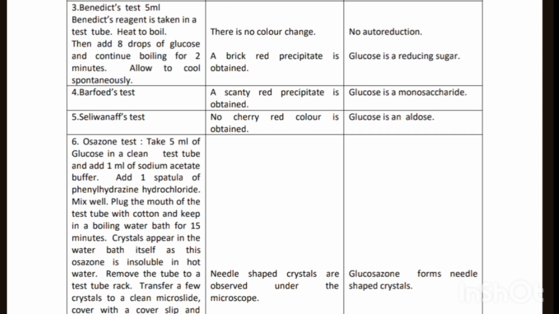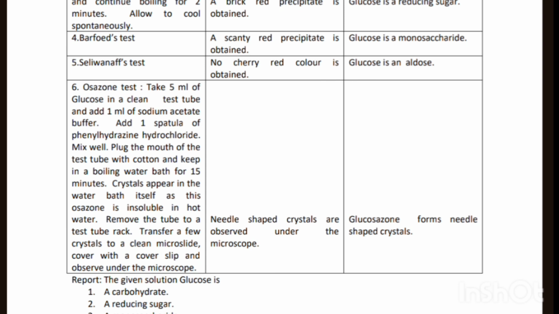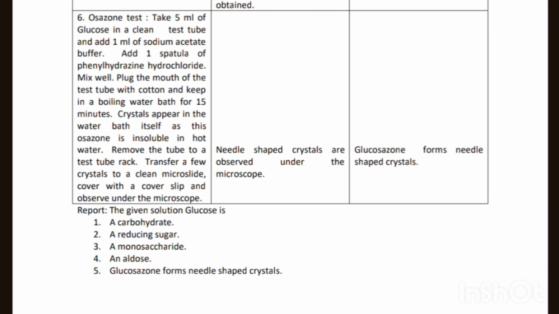Now Seliwanoff test, it is negative. There is no cherry red color because glucose is an aldose. Okay, and then osazone test, if it is performed, you will say that needle shaped crystals are observed under the microscope, and glucose forms needle shaped crystals. You'll have to write the report for sure. You should write the given solution glucose is a carbohydrate, a reducing sugar, a monosaccharide, and aldose. And if you are doing osazone, you will have to write it forms needle shaped crystals.